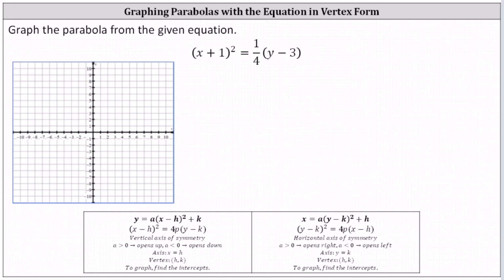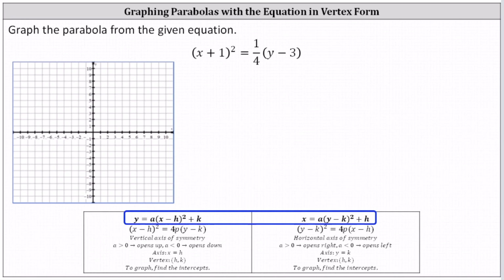Graph the parabola from the given equation. We have the square of x plus 1 equals 1/4 times the quantity y minus 3. This is a very useful form for the equation of a parabola for graphing, which we have not learned about yet. This is often referred to as the standard form for the equation of a parabola.